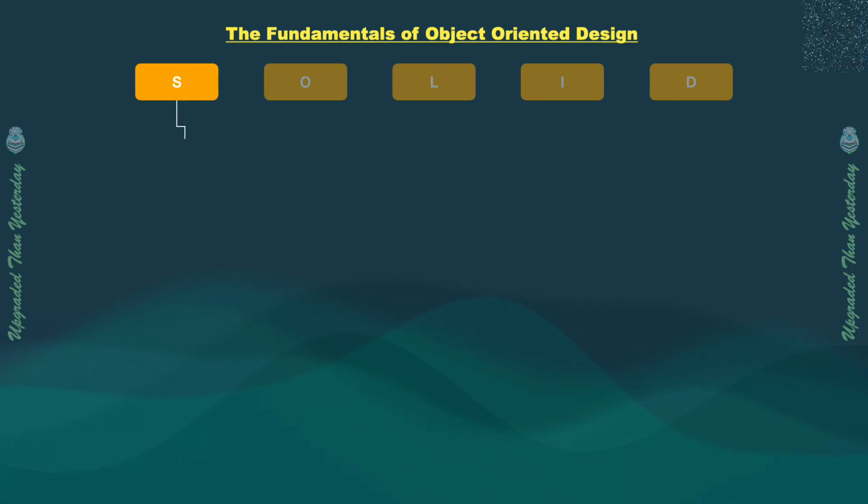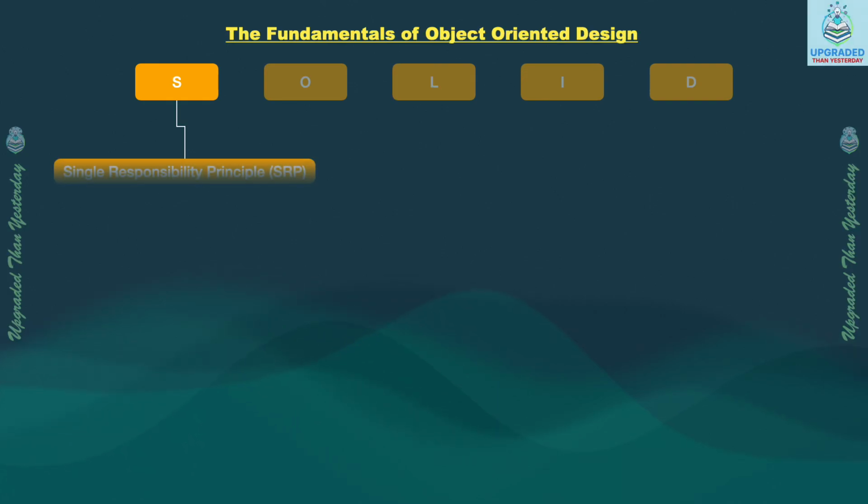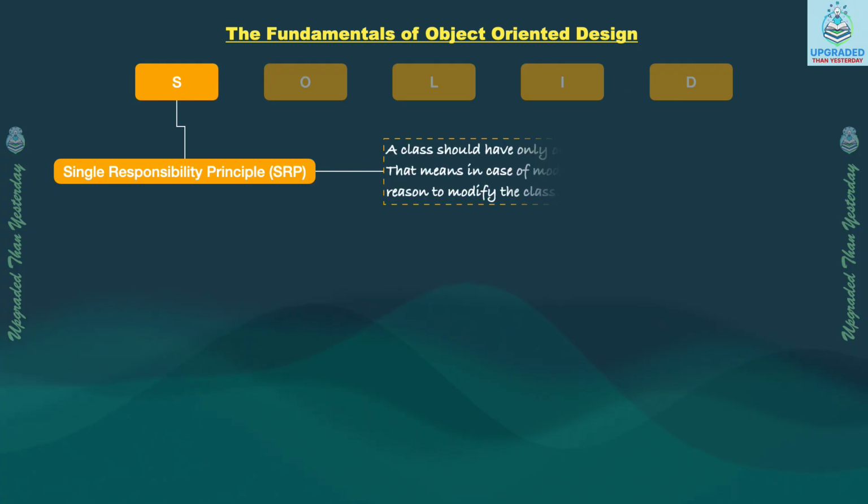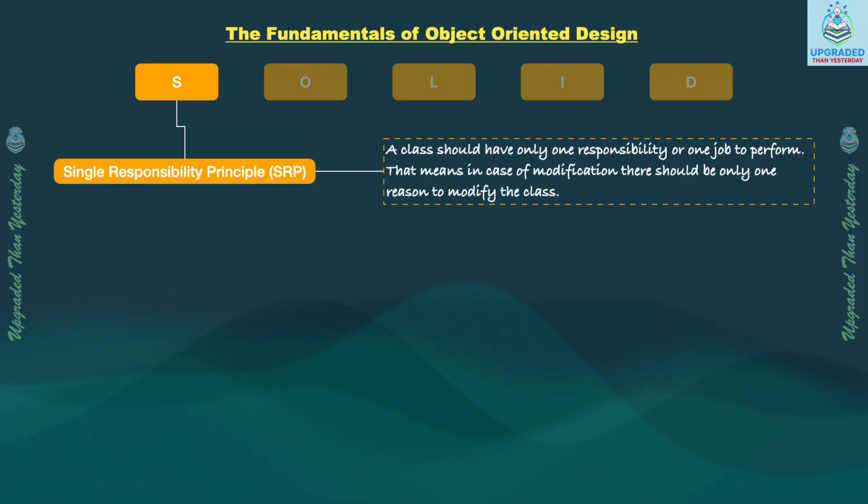Let's understand the first principle of SOLID, which is the single responsibility principle. This principle says that a class should have only one responsibility or only one job to perform. That means, in case of any modification, there should be only one reason to modify it.